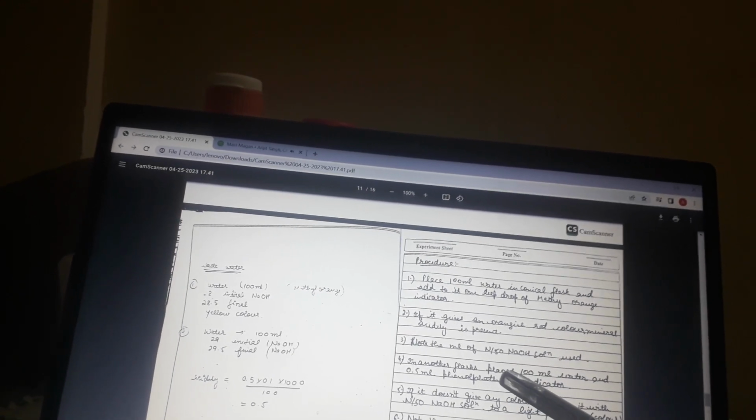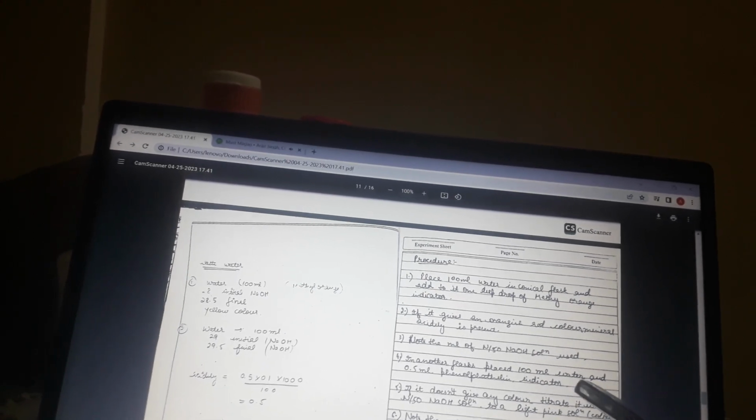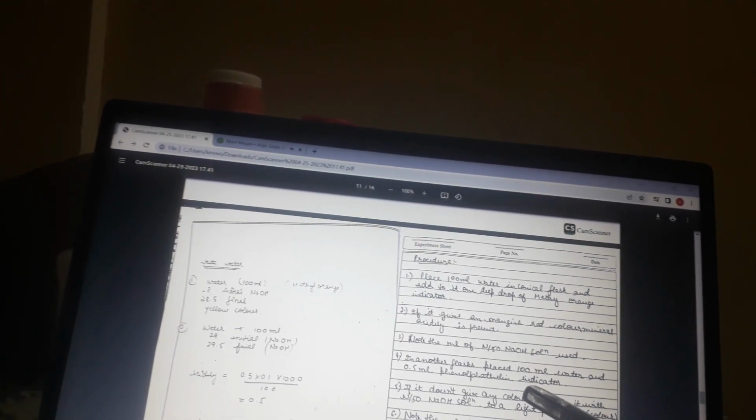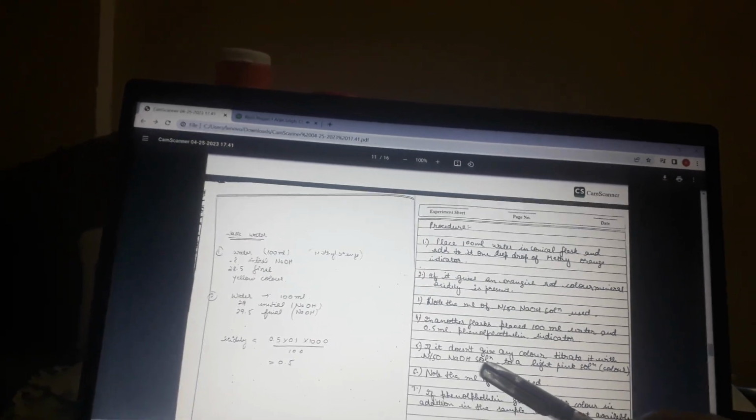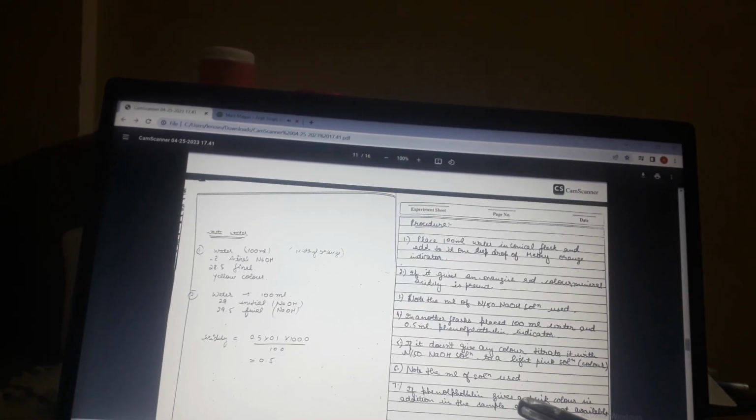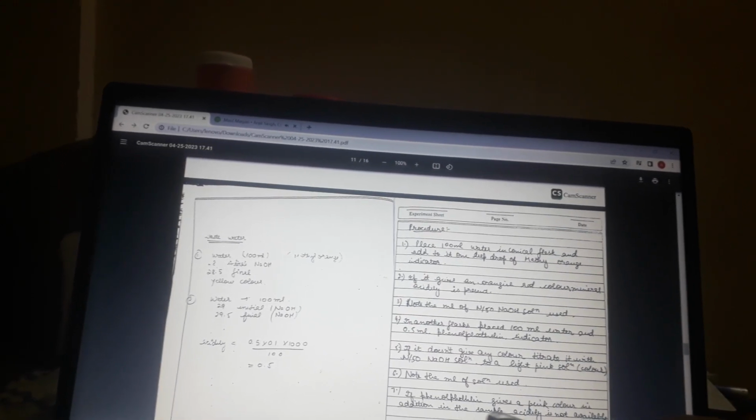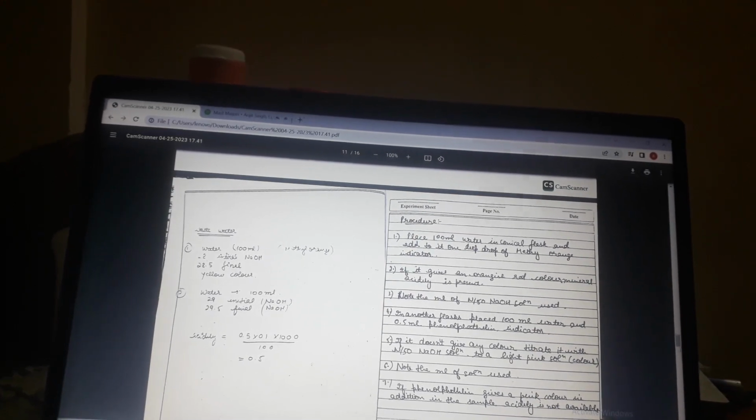In another flask, place 100 milliliters of water and 0.5 milliliter phenolphthalein indicator. If it doesn't give any color, titrate it with N/50 sodium hydroxide solution to a light pink color. Note the milliliters of solution used. If phenolphthalein gives a pink color, in addition, acidity is not available in the sample.